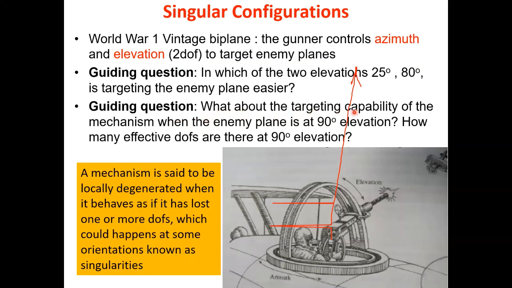What about the targeting capability of the mechanism when the enemy plane is at 90-degree elevation, exactly 90-degree elevation, right? How many effective degrees of freedom are there at 90-degree elevation? So this mechanism is a 2-degree of freedom mechanism because you have two angles, right? This one axis, this is the other axis. So by controlling the azimuth and elevation, you can target almost anything in the air, right? In the space, almost anything. Because you have two different axes. They are normal to each other.